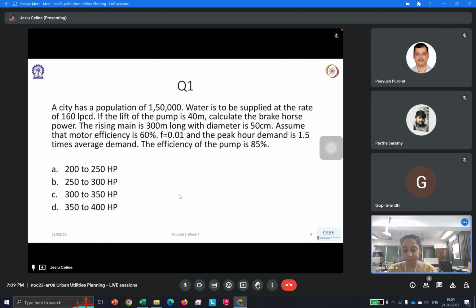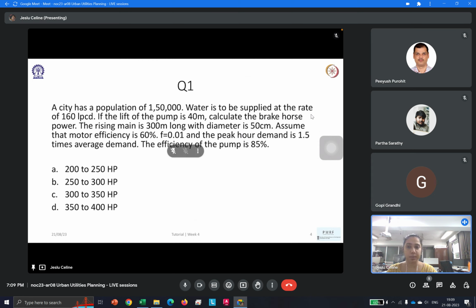Let's get started. The first question says a city has a population of 1,50,000. Water is to be supplied at the rate of 160 LPCD. If the lift of the pump is 40 meters, calculate the brake horsepower. The rising main is 300 meters long with a diameter of 50 centimeter. Assume that motor efficiency is 60% and f is given as 0.01, and the peak hour demand is 1.5 times the average demand. The efficiency of the pump is 85%.